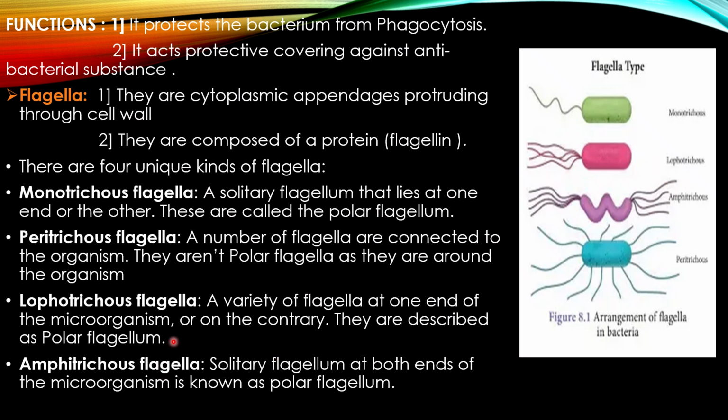And then next is amphitrichous. A solitary flagellum at both ends of the microorganism is known as polar flagellum. Amphitrichous is again a single flagellum, or a bunch of flagella, present on both the ends. It's called amphitrichous, and since they are present at the ends, they are called polar flagellum.